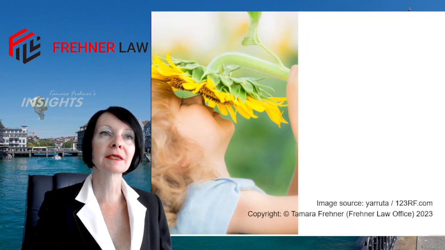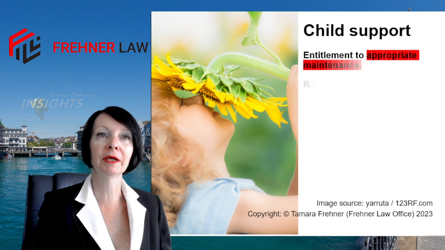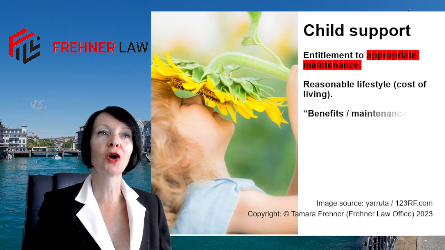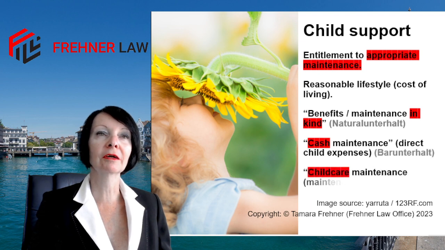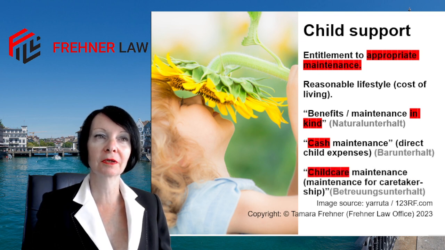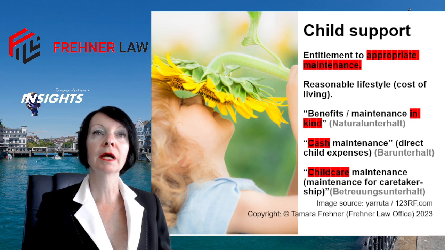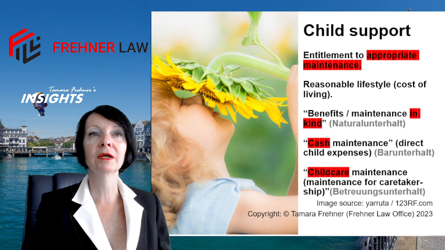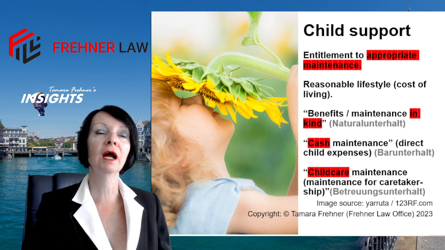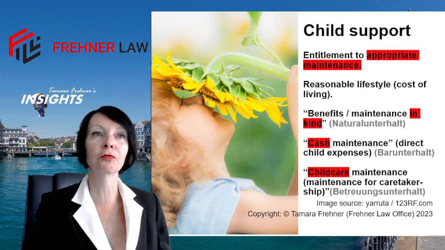The child is entitled to appropriate alimony. Child support covers the reasonable cost of living. It is to be calculated according to the two-tier method. A distinction must be made between maintenance in kind, cash maintenance, and child care maintenance. Maintenance in kind, in German Naturalunterhalt, is provided by the person who lives with the minor child and actually takes care of him or her.